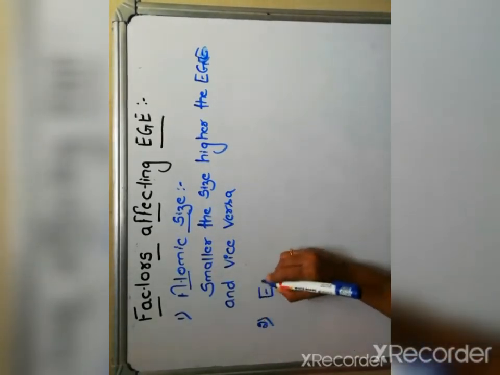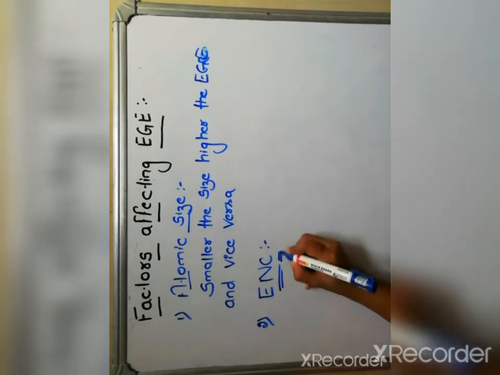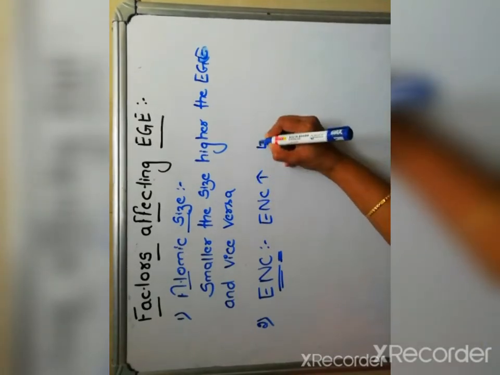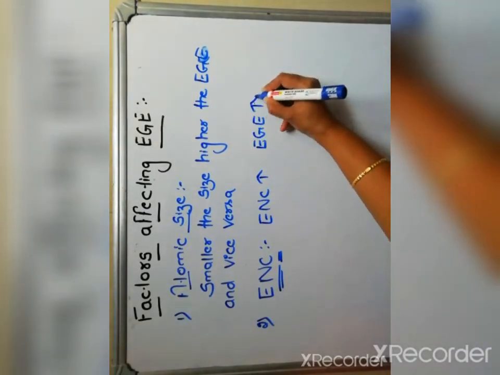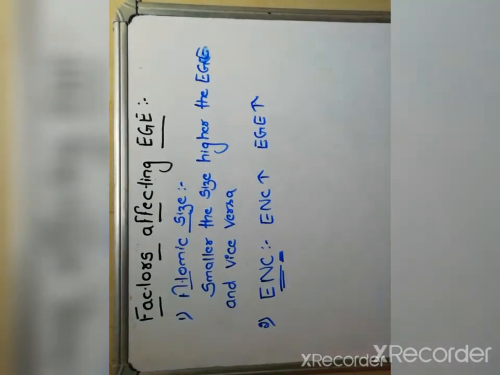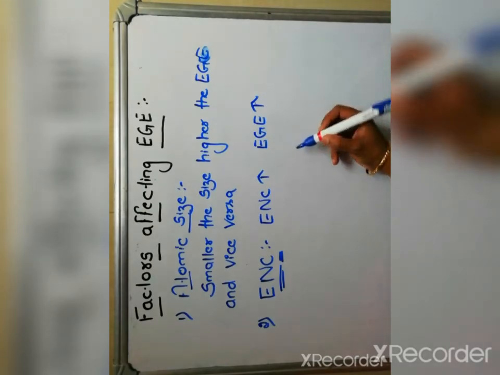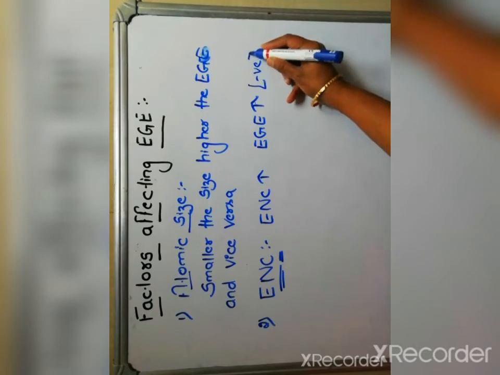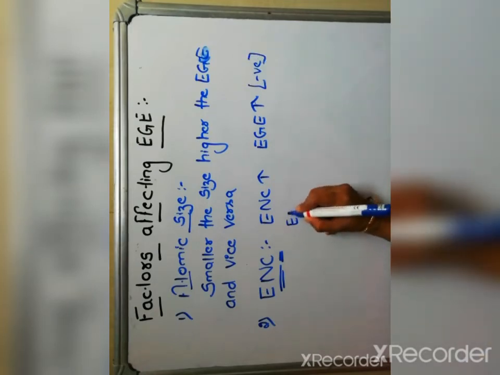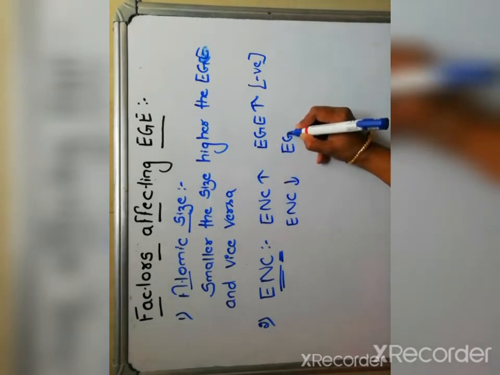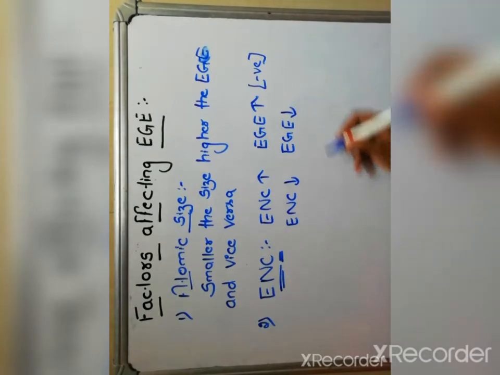Second point is the effective nuclear charge. As I told, whenever the effective nuclear charge increases, electron gain enthalpy also increases, right? When the effective nuclear charge increases, the force of attraction between nucleus and electron increases, so electron gain enthalpy also increases. That means we can say that it will become more negative, right? Whenever the effective nuclear charge decreases, the electron gain enthalpy will also decrease.